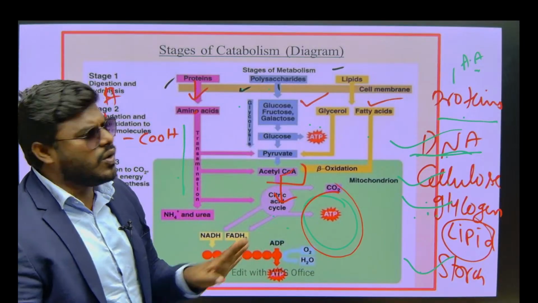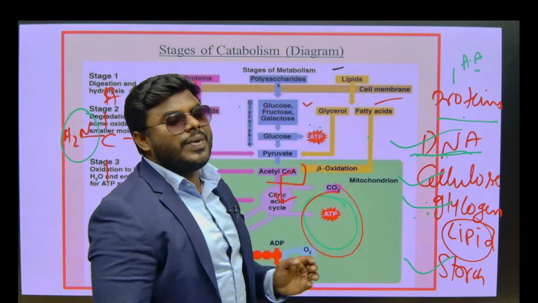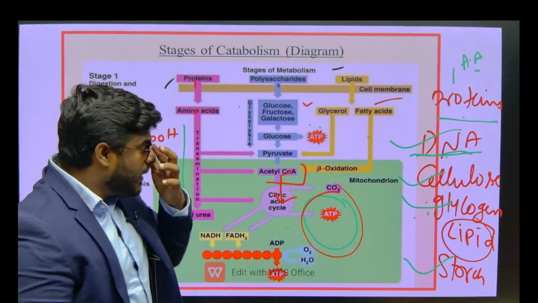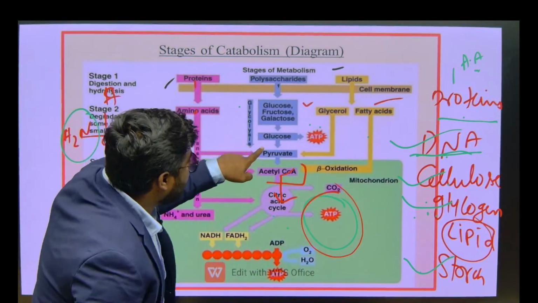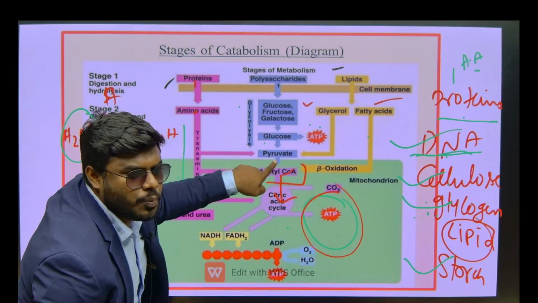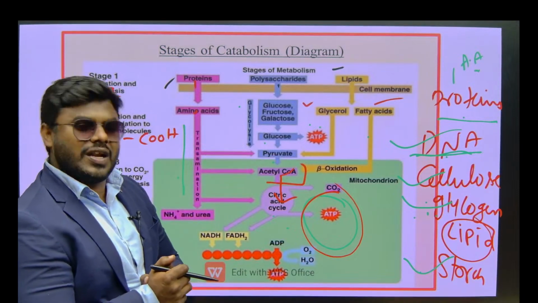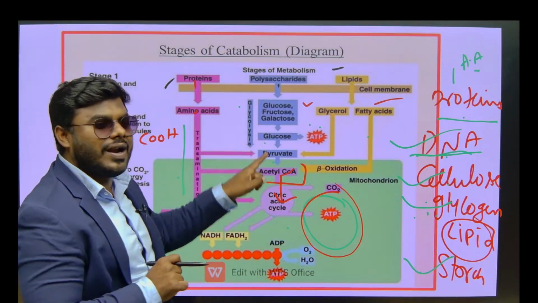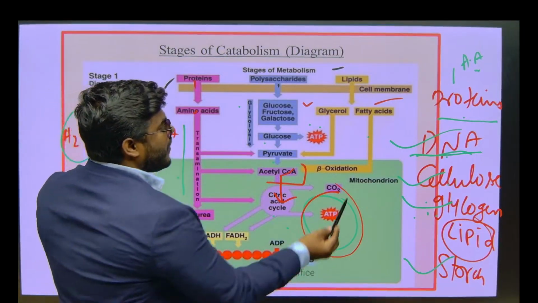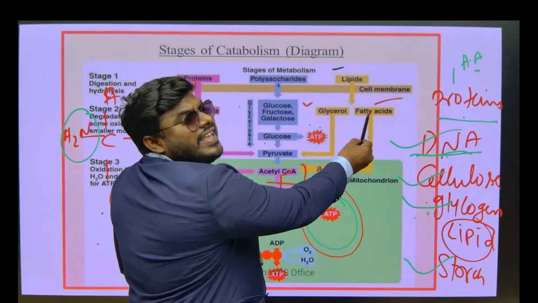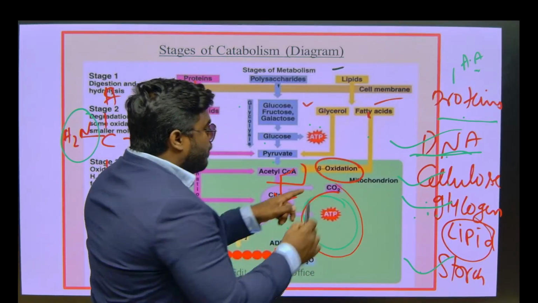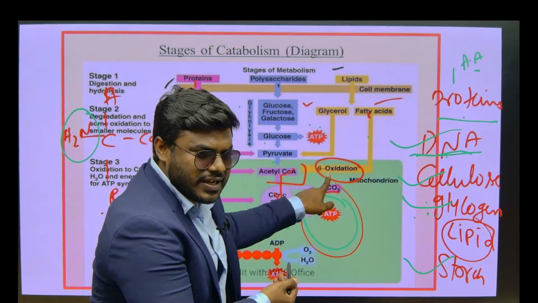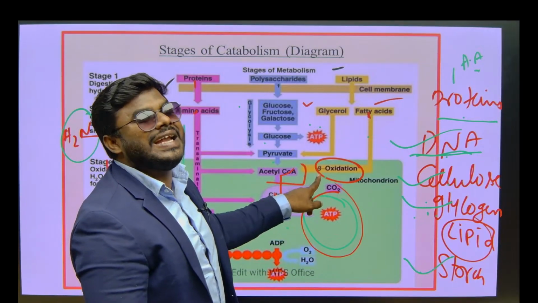But what is the ultimate goal? Whatever the biomolecule it may be, ultimately we have to get energy. So glucose gives rise to pyruvate by what process? Glycolysis. Very good. So the breakdown or oxidation of glucose is called glycolysis. Similarly, friends, the breakdown of fatty acids is called beta oxidation. That is also oxidation.